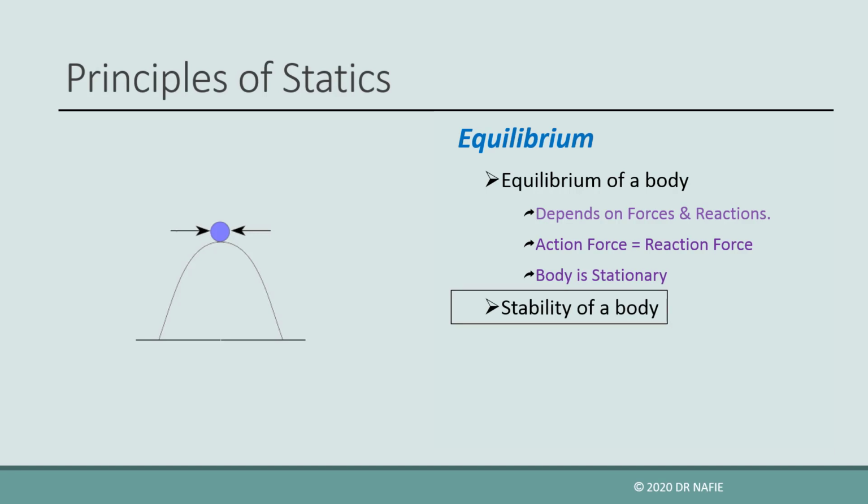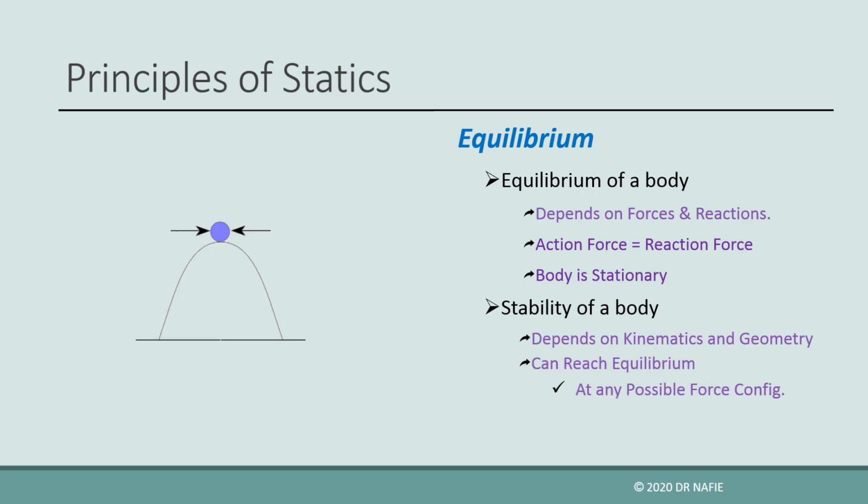Stability, on the other hand, is a property that depends on the geometry and kinematics of the body. If the body has enough supports to generate the needed reactions to resist any kind of force configuration, equilibrium can be attained and the body becomes stable.